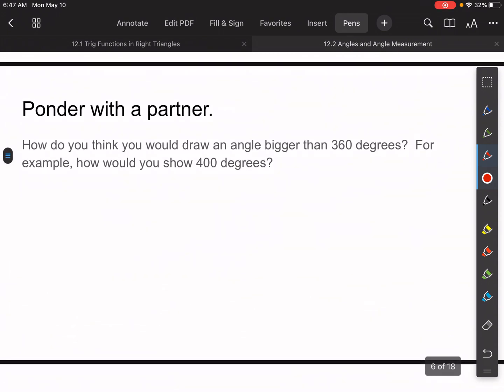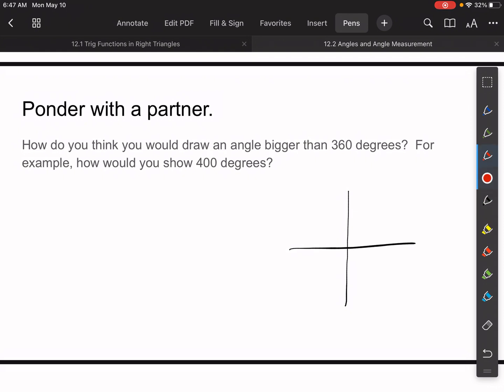So ponder with a partner here. Well, I guess that'll have to just be you. How do you think you would draw an angle bigger than 360 degrees? For example, how would you show 400 degrees? Think about that for a second while I draw this out.